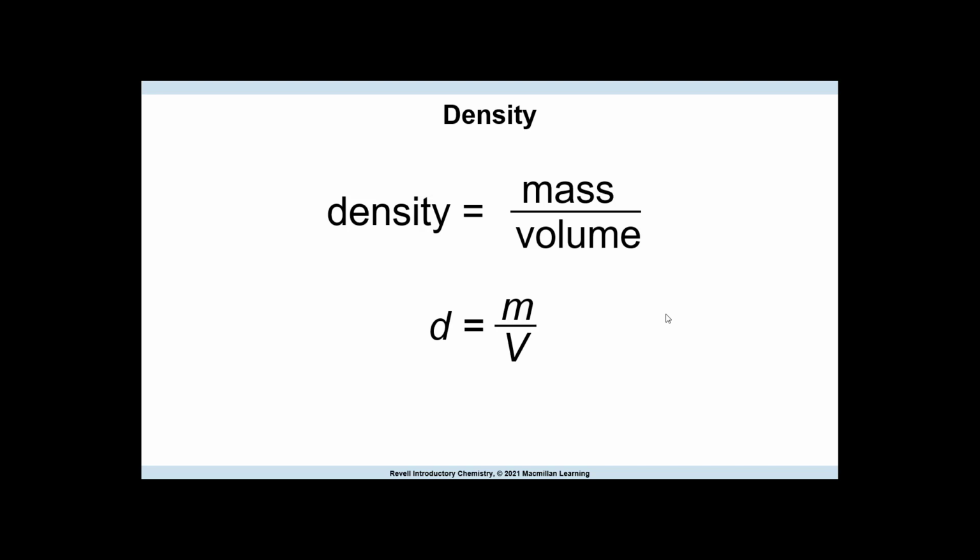Okay, so density, the formula is mass over volume. Now, as we start doing this, you can solve for volume by rearranging this. You can solve for mass by rearranging this. So make sure that when you're learning density, it's not just about density. It's about mass and volume.